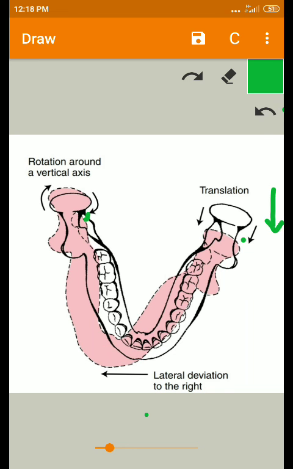These two types of asymmetrical movements, or deviated motions, combine into a complex motion, which is used in chewing and grinding food. This is about the mandibular lateral deviation. This is about the joint kinematics of the temporomandibular joint.